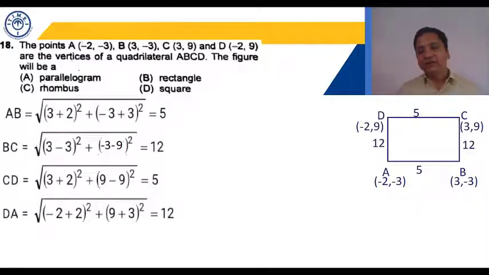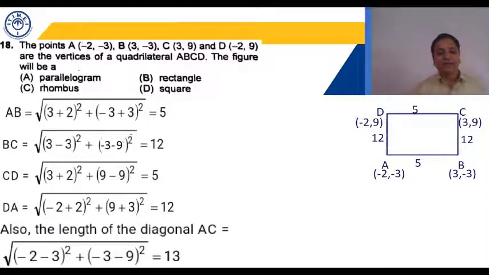So we form a quadrilateral in which opposite sides are equal. Opposite sides are equal in a rectangle. This is not a square for sure. This is not a rhombus for sure. We have to check whether it's a rectangle or a parallelogram.